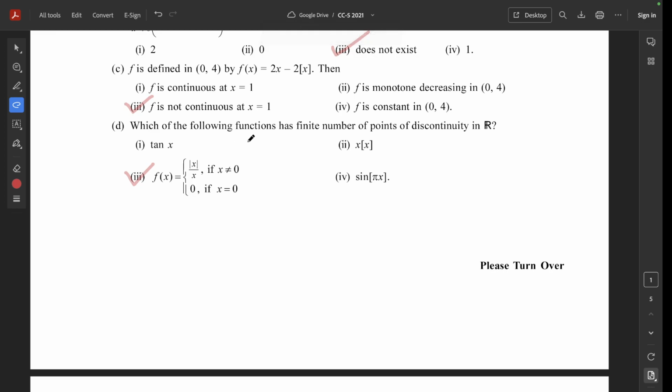Which of the following functions has a finite number of points of discontinuity? tan x, x box x, f(x) equals mod x by x for x not equal to 0 and 0 otherwise, the correct option is 3, and sin pi x. Finite number of points of discontinuity.